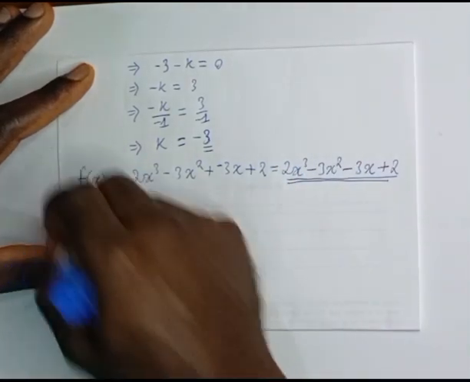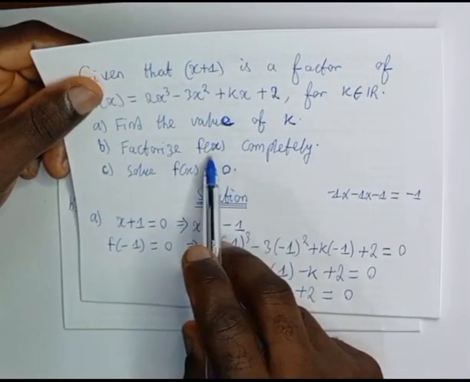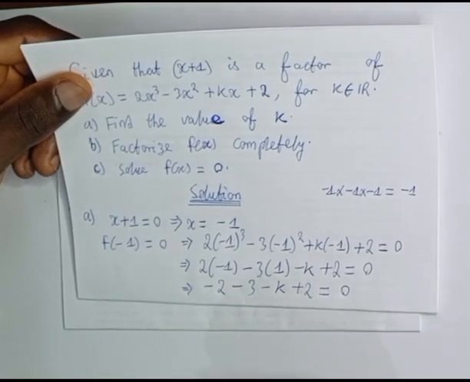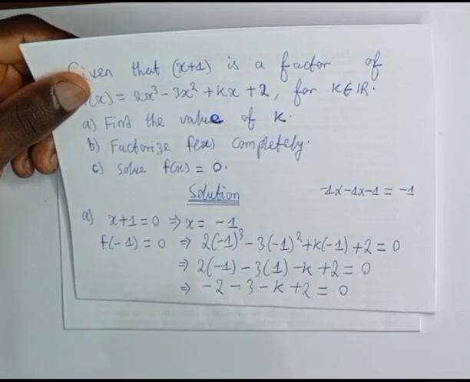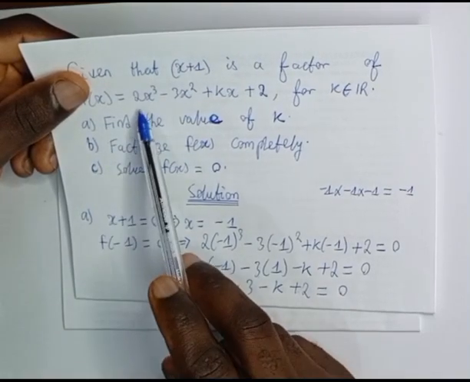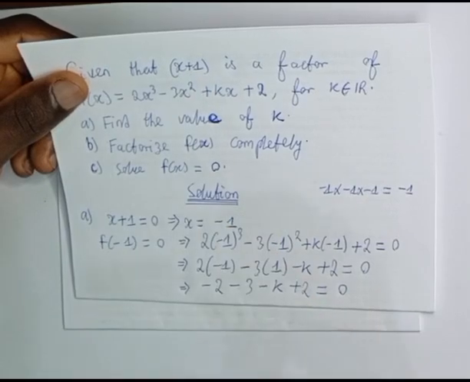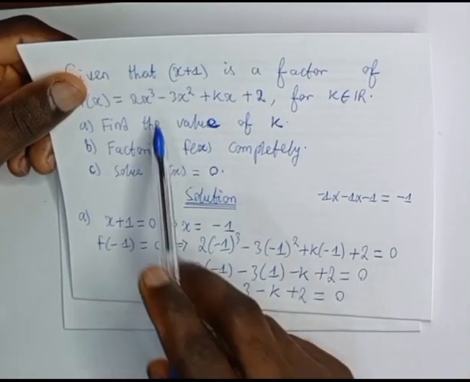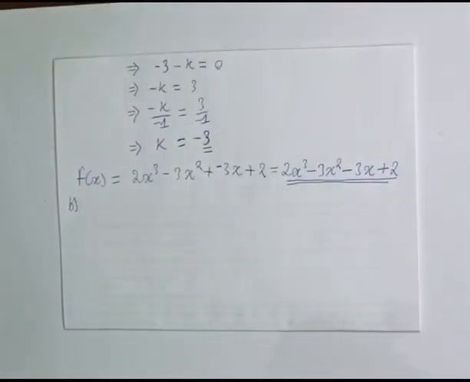We move now to question B. Question B is asking us to factorize the polynomial f of x completely. For us to factorize this polynomial f of x completely, we know one of the factors of this polynomial, which is x plus 1. We are going to divide this polynomial by x plus 1, making use of the method of long division so that we can get the other quadratic factor of this polynomial. And after getting the quadratic factor of the polynomial, we proceed to factorize it.